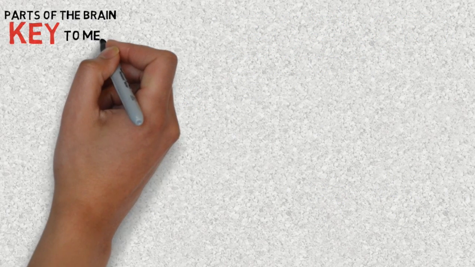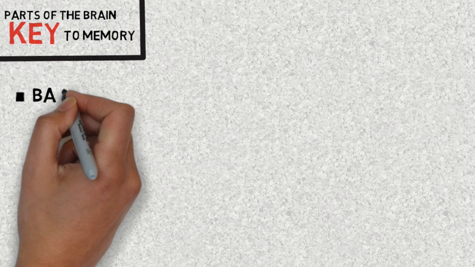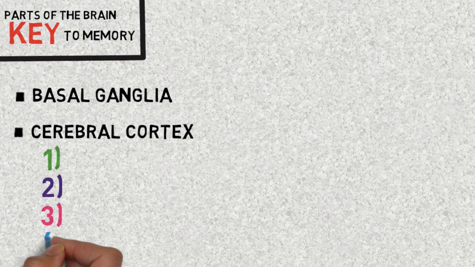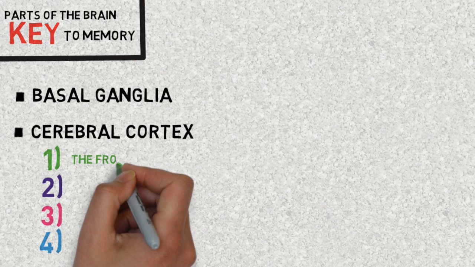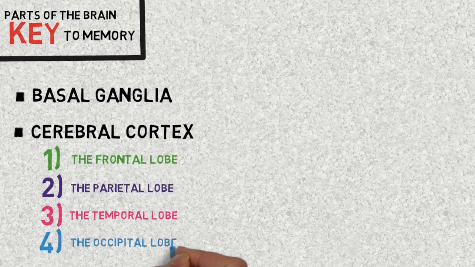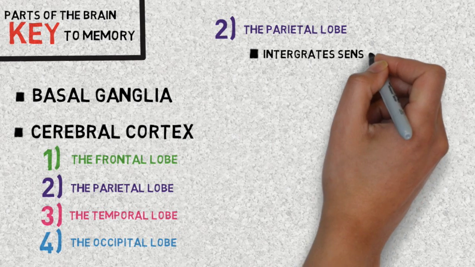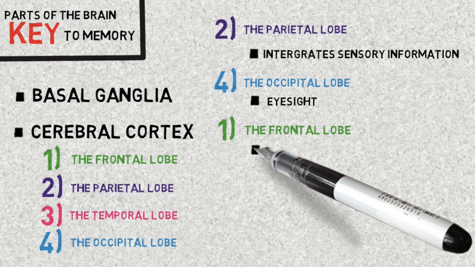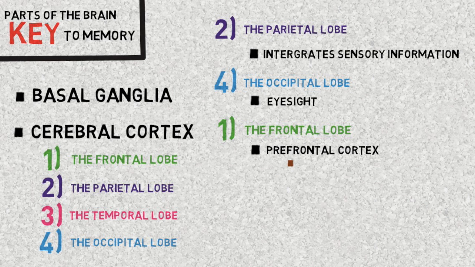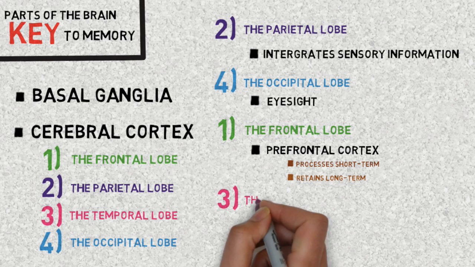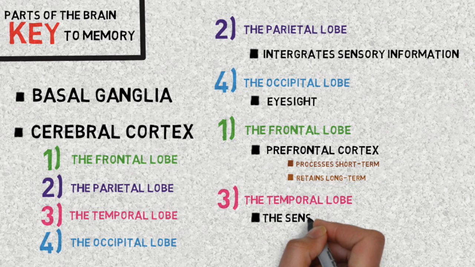There are many different areas of the brain that contribute to memory, but some of the most important are the basal ganglia, which is crucial to retrieval, and the cerebral cortex, which makes up most of your brain and contains many of the key parts to memory. The cerebral cortex is separated into 4 lobes: the frontal lobe, the parietal lobe, the temporal lobe, and the occipital lobe. The parietal lobe integrates sensory information from the various senses, and the occipital lobe is responsible for eyesight. The frontal lobe is important because it contains the prefrontal cortex, which is an important part in processing short-term memory and retaining long-term memory. The temporal lobe is responsible for senses, smell, and sound.